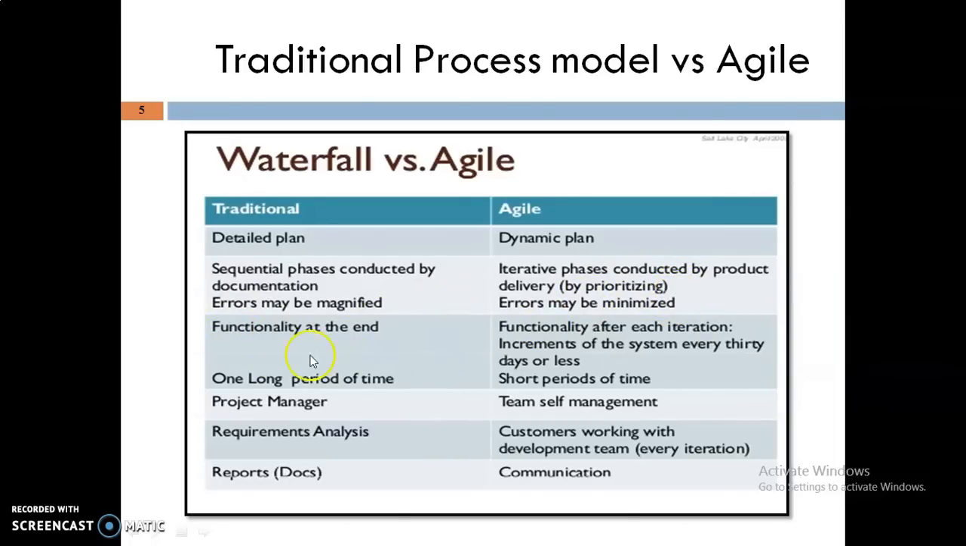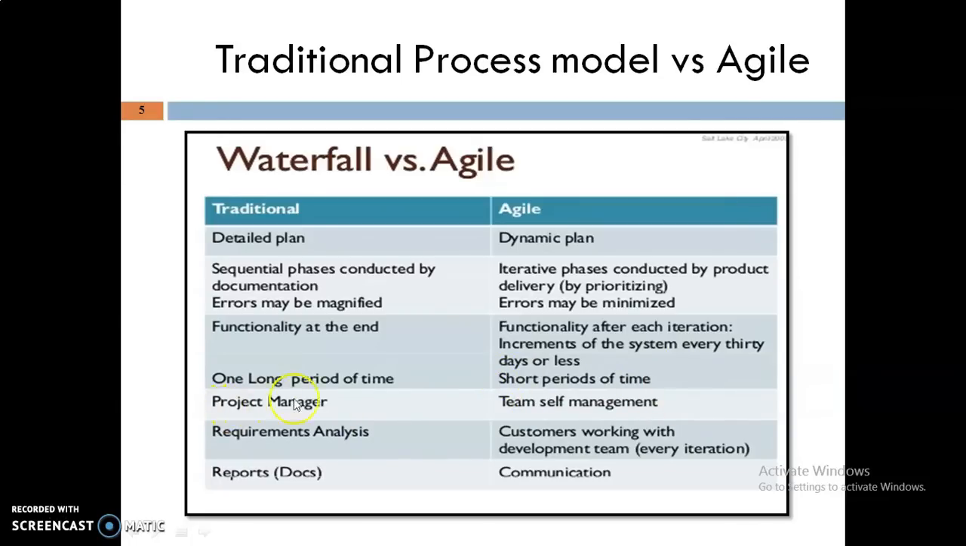Functionalities can be seen only at the end of the project development activities in the waterfall model. But in agile, after every iteration, new functionalities are added to the product, and the system increments every 30 days. Here the time span of development is very long. Here the time span of development is 2 to 4 weeks. It's very less as compared to the waterfall. Here the project manager is wholly responsible for the software development activities. Here the agile team is working on the development of the product.